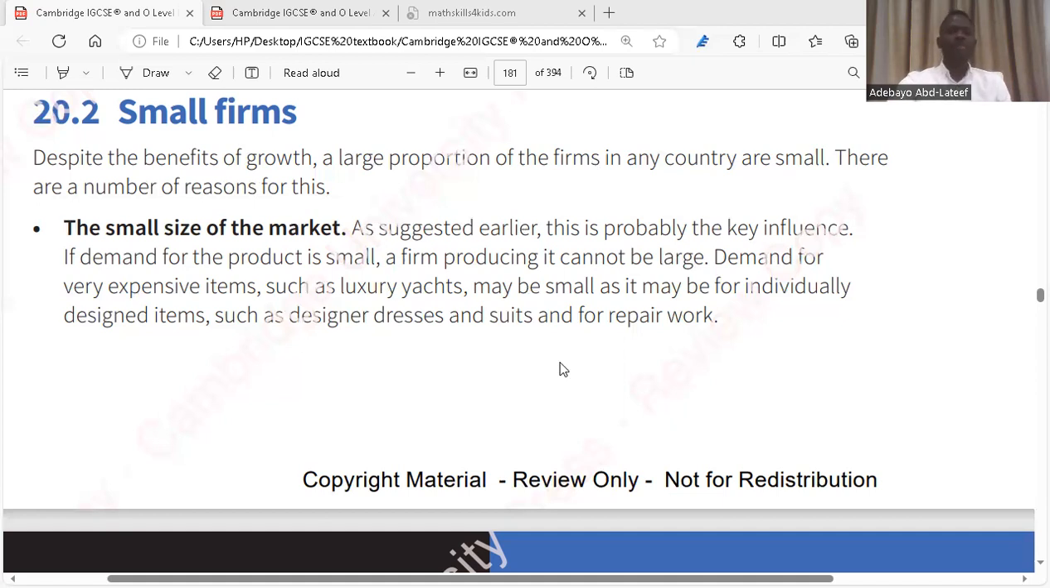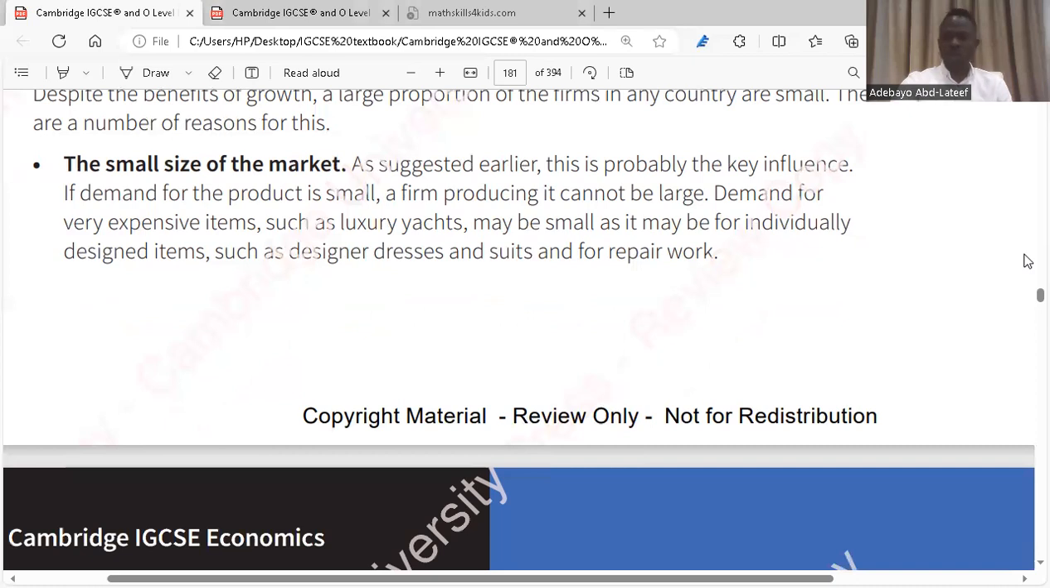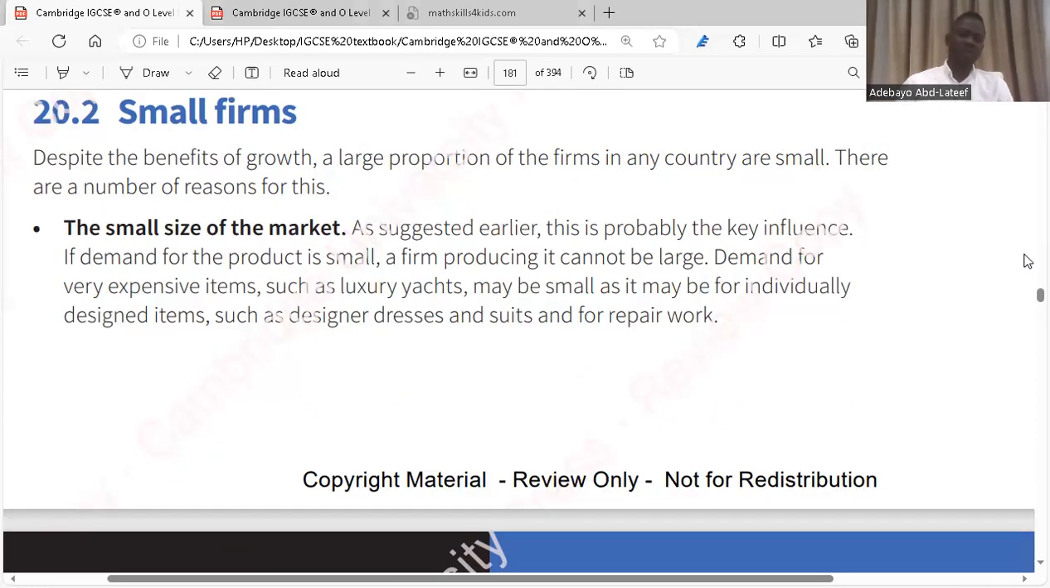Shall we continue? So go to small size. So we have small firms. Despite the benefit of growth, a large proportion of the firms in any country are small. There are a number of reasons for this. One, the small size of the market. As suggested earlier, this is probably the key influence. If demand for the product is small, a firm producing it cannot be large.